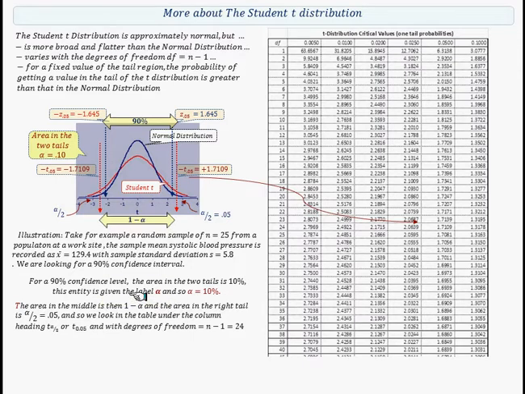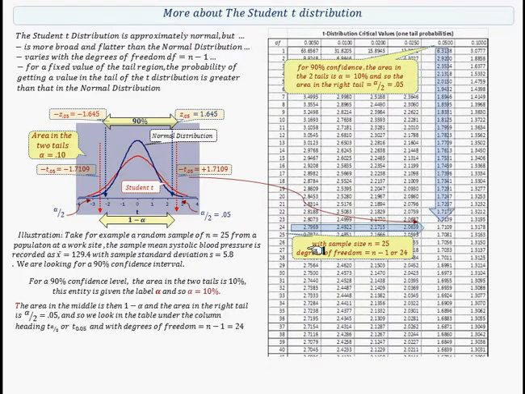And from the table over here, we're looking at degrees of freedom 24, and the area in the right tail, t.05, coming down there, 1.7109, and that's how we arrive at this value here.